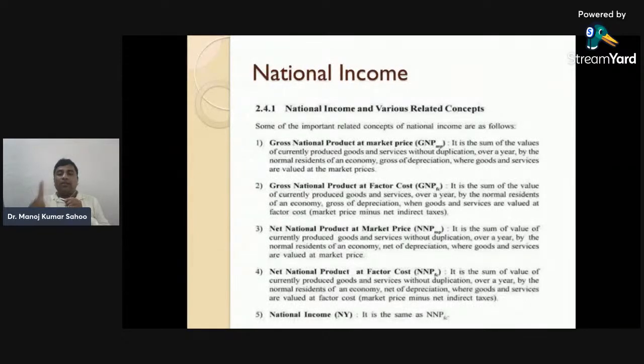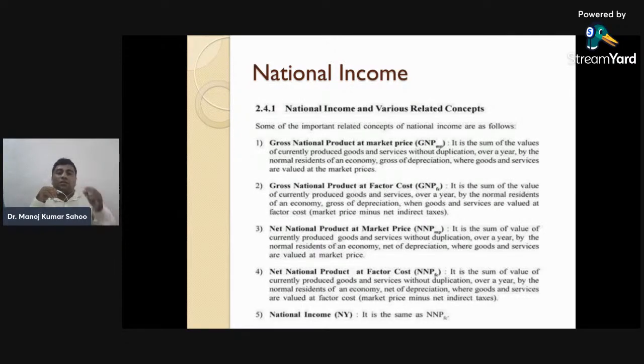That is only by the residents. Whatever goods and produce are produced in our country within a year, bought by only the nationals, only by the Indians, not by the foreigners. That is the gross national product. Similarly, gross national product is also of two types: gross national product at market price, and gross national product at factor cost.